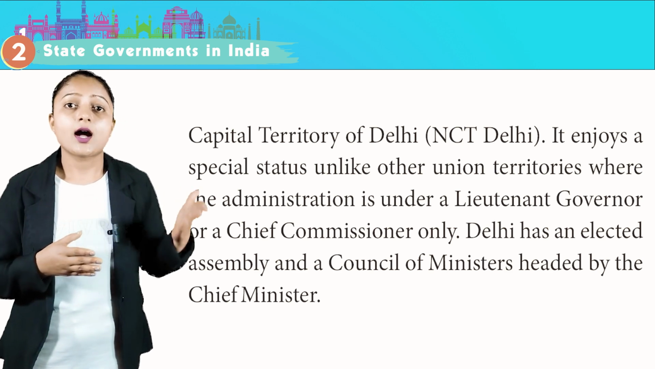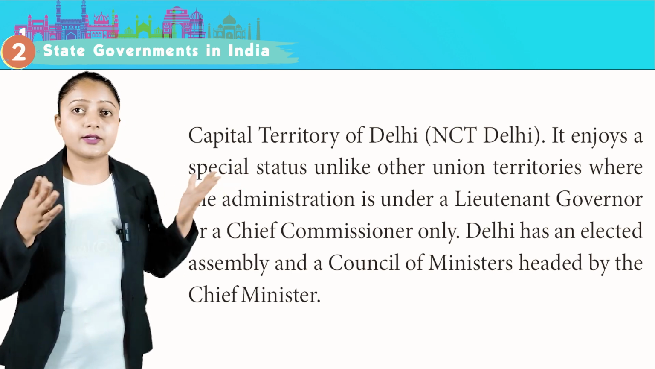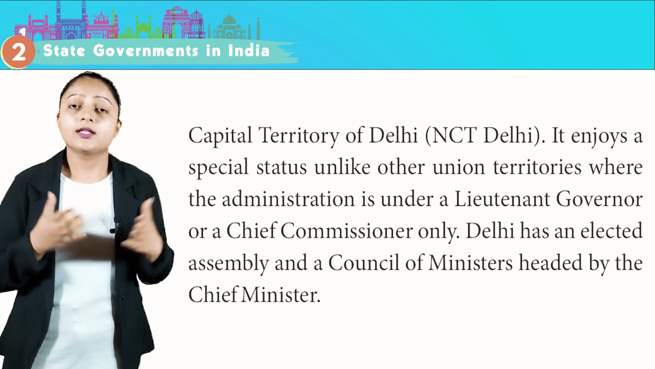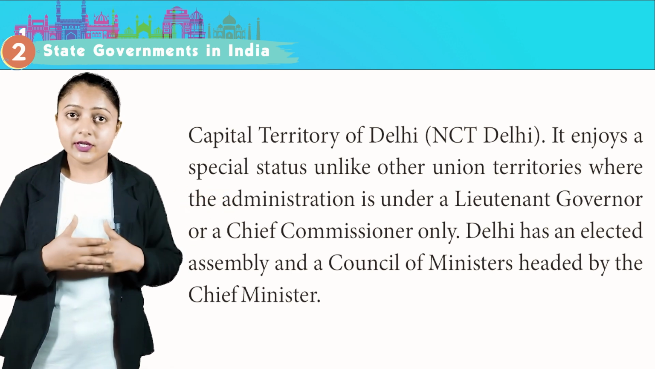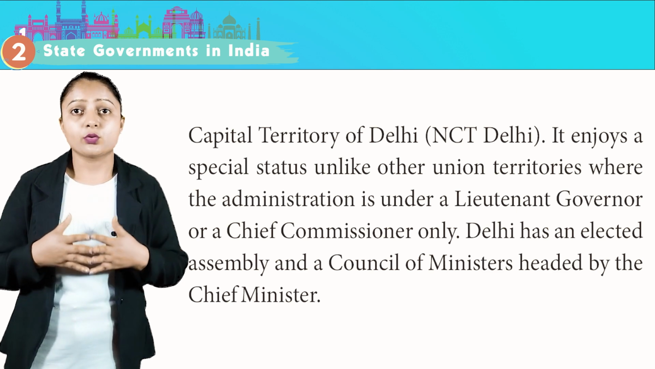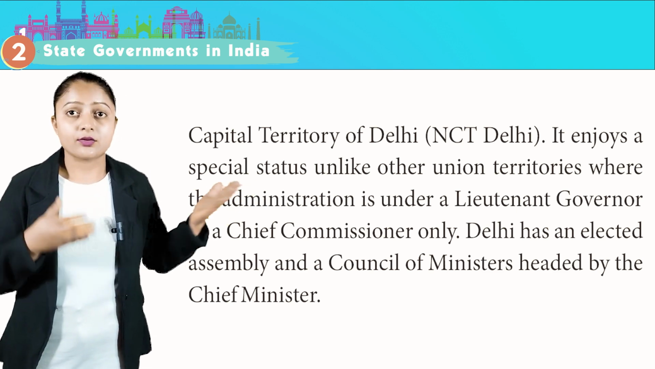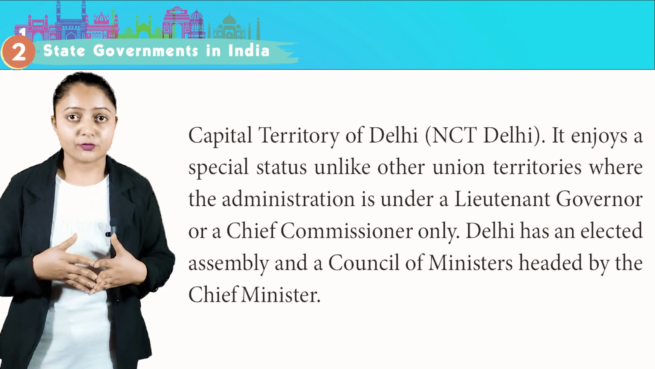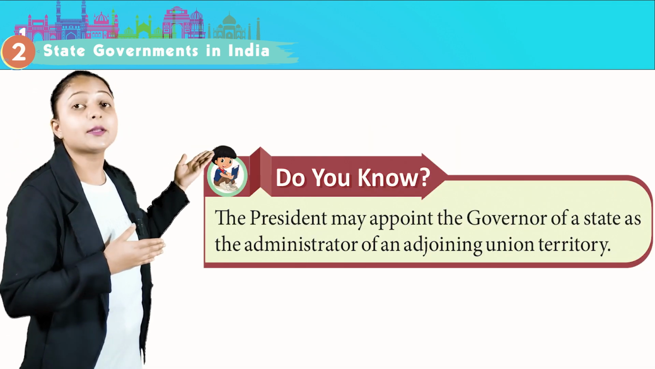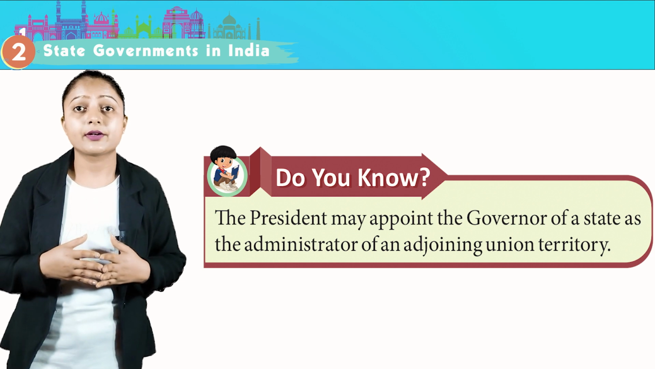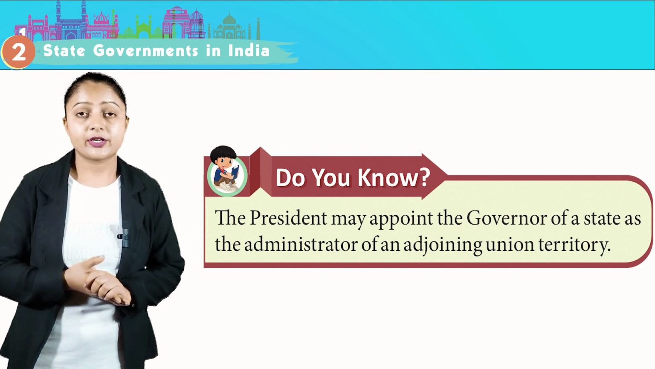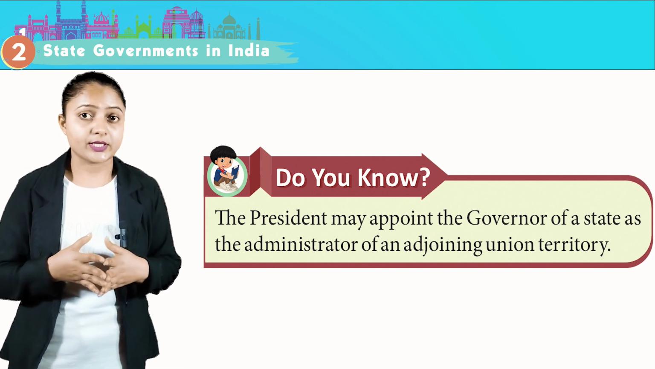It enjoys a special status unlike other union territories where the administration is under a lieutenant governor or chief commissioner only. Delhi has an elected assembly and a council of ministers headed by the chief minister. Do you know? The president may appoint the governor of a state as the administrator of an adjoining union territories.